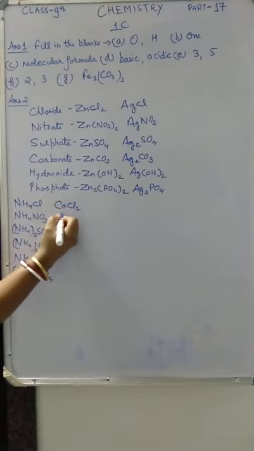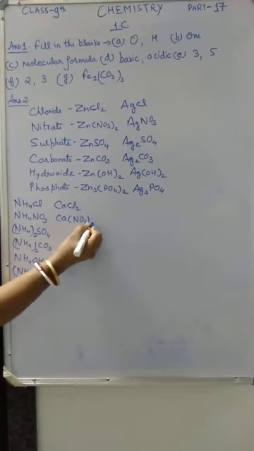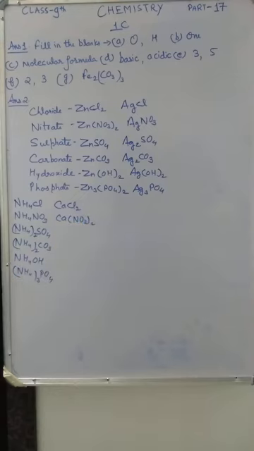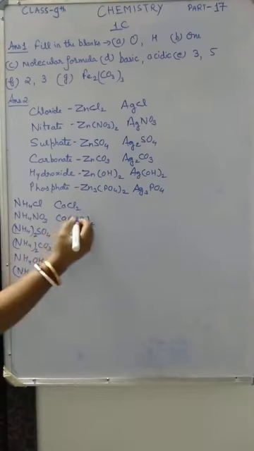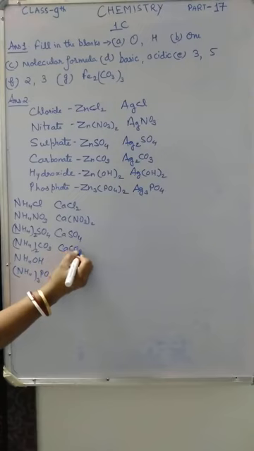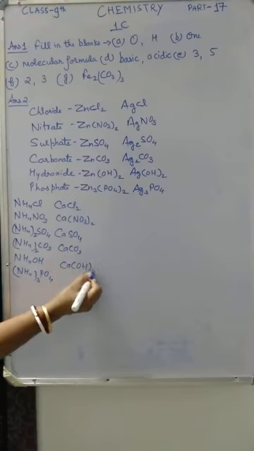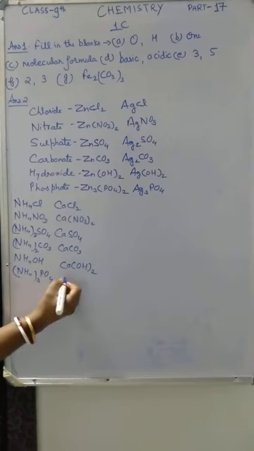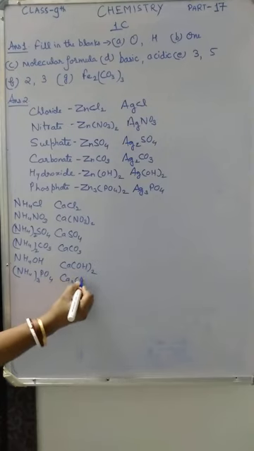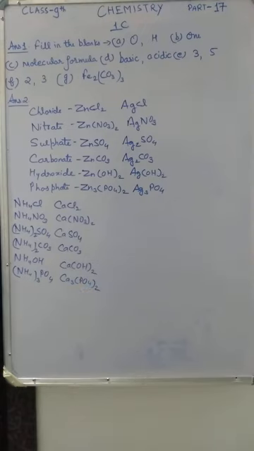Now calcium, CaCl2. Nitrate, Ca(NO3)2. Sulfate, CaSO4. Carbonate, CaCO3. Hydroxide, Ca(OH)2. Phosphate, Ca3(PO4)2.